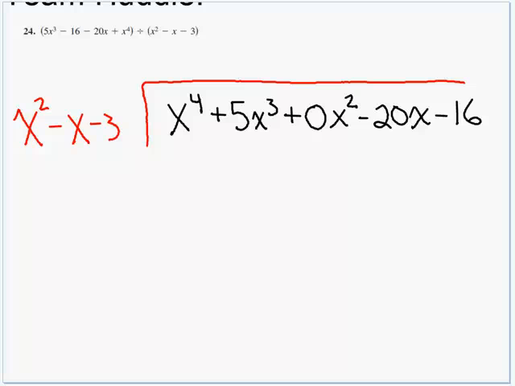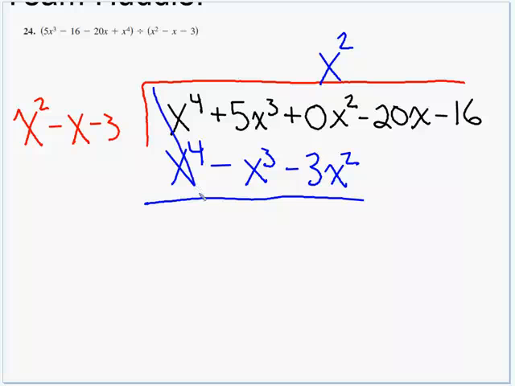I'll switch over to blue ink here. Another way to think about it: I've been saying something up here times x squared is x to the fourth. Well, you could also think about it as division. X to the fourth divided by x squared. If you're dividing, you subtract exponents. 4 minus 2 would be 2, so that would be x squared. X squared times x squared is x to the fourth. X squared times minus x is minus x cubed. X squared times minus 3 is minus 3x squared.